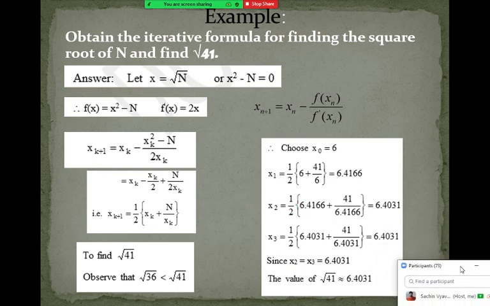And here is the final answer. So x1 is calculated here. How is x1 calculated? With this formula: x1 is 1 by 2 times x0 plus N upon x0. So what is x0? x0 is 6. Capital N is 41, so 41 upon 6. So here it is written, and that is x1, then x2 and x3. You will observe this answer you got is correct up to 4 decimal places. Any doubt?